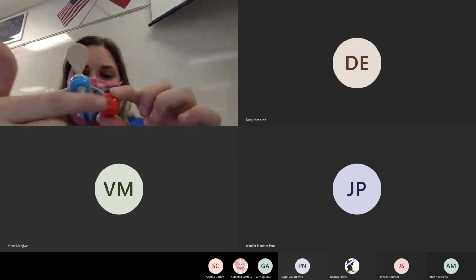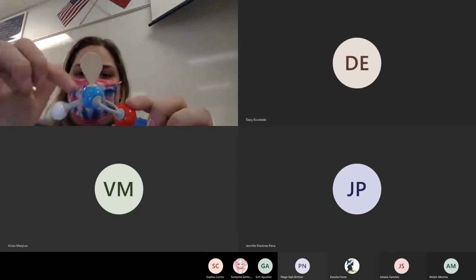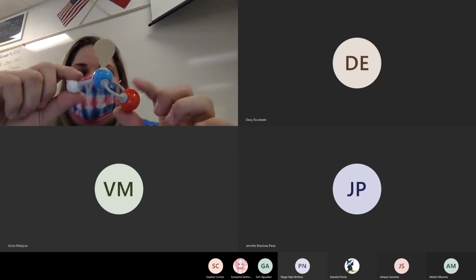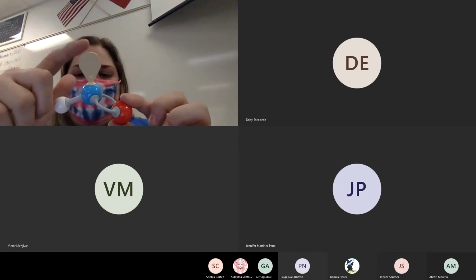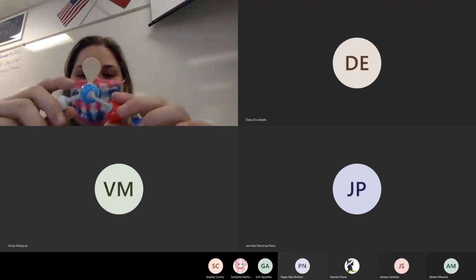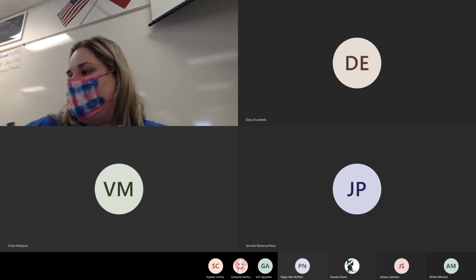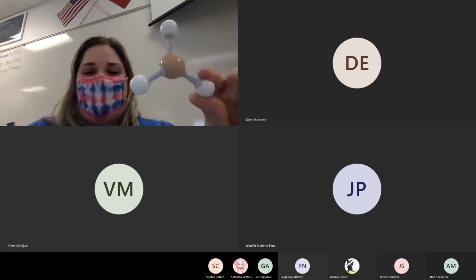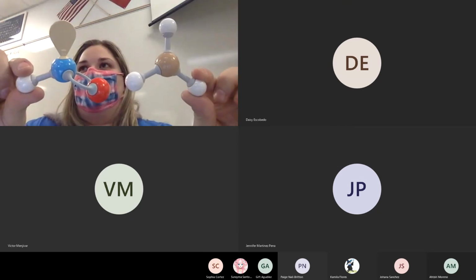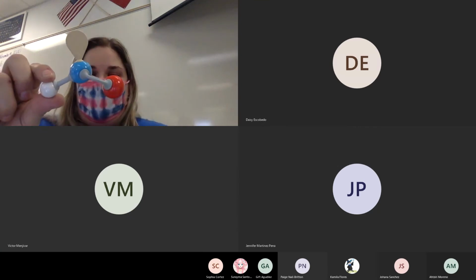So total, how many pairs of electrons are around it? I got 1, 2, 3, right? But 2 of them are bonds. 1 of them is a lone pair. Okay, so I need to look for what shape has 2 bonds and 1 lone pair. And what's that called? So it's similar to the trigonal planar. All I did was I replaced one of the bonds with a lone pair. It's still got 3 things around the central atom. It's just 2 bonds and 1 lone pair.